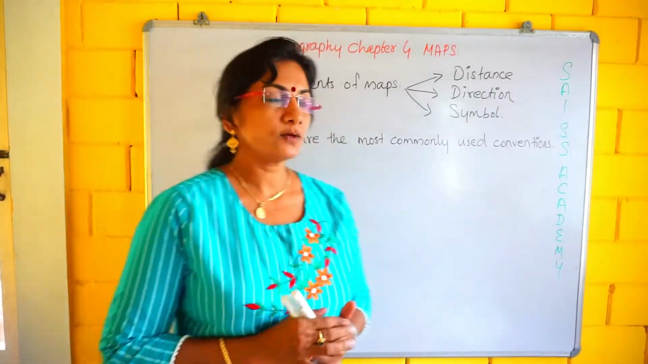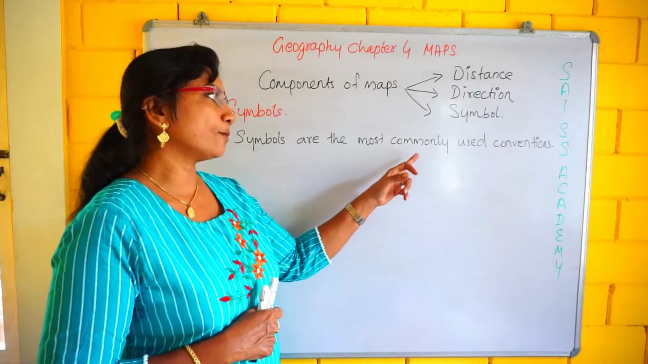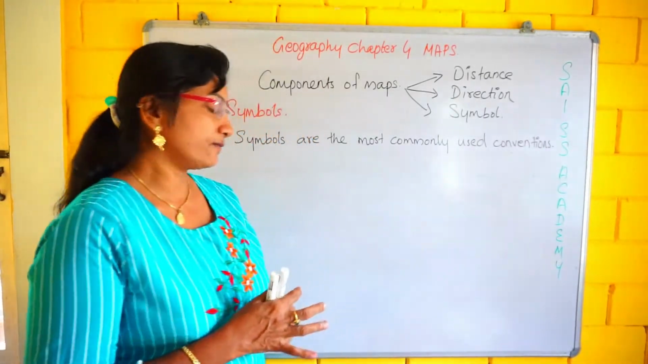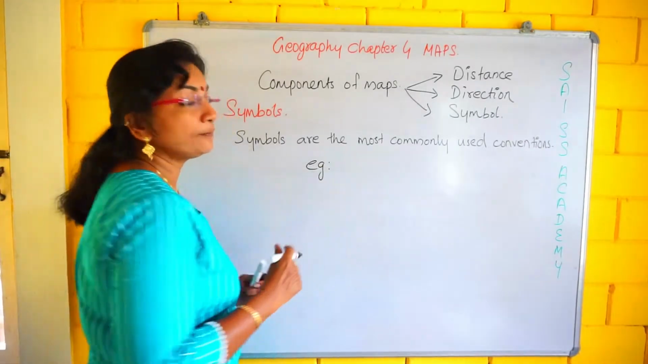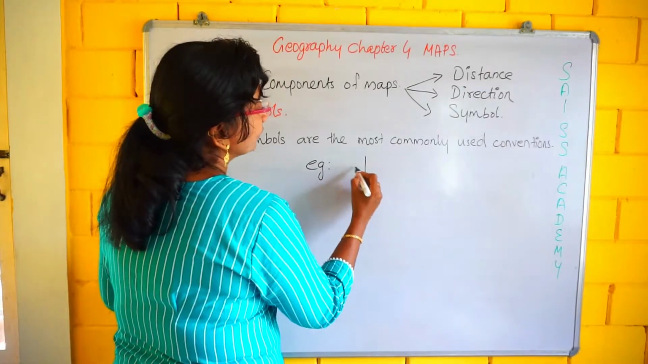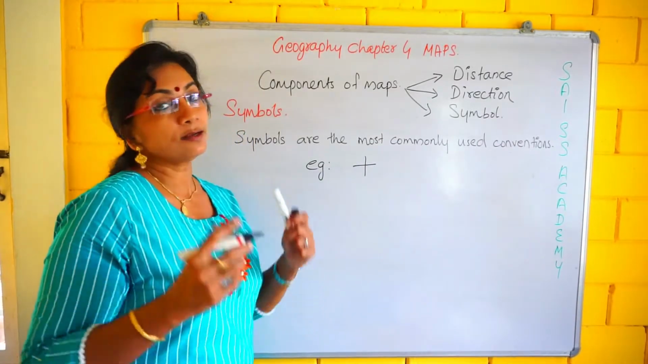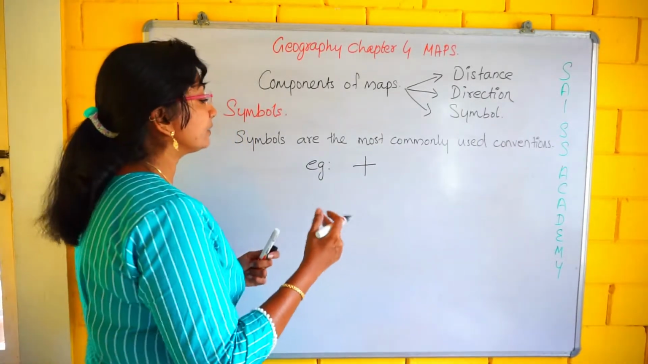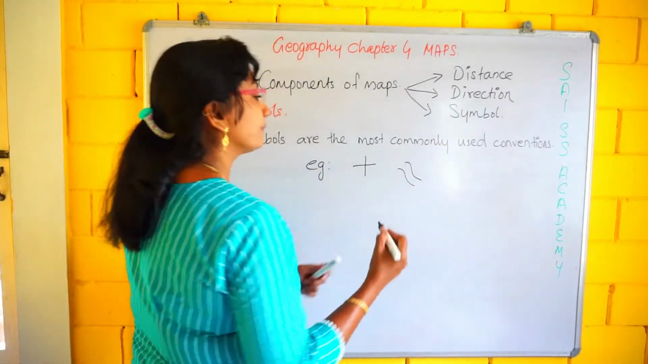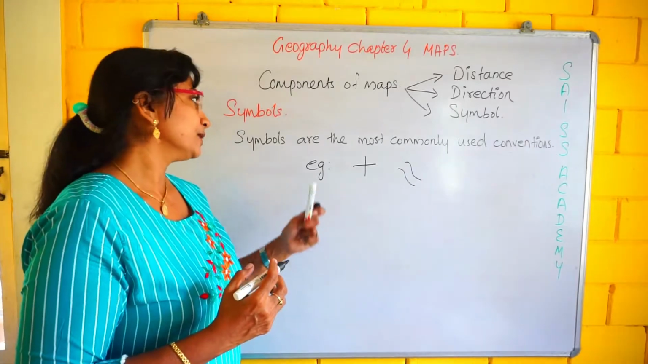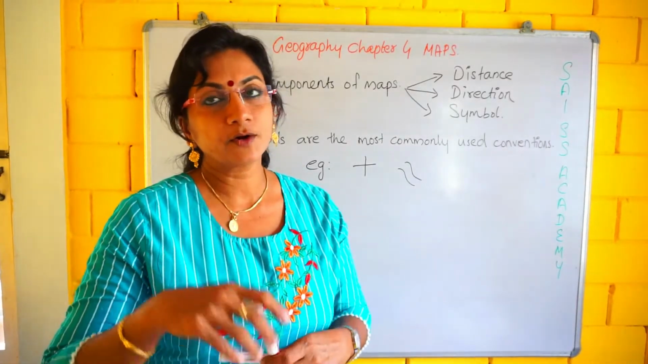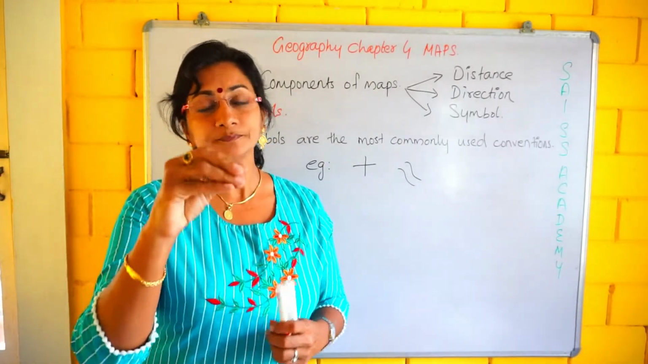Next, symbols. Symbols are the most commonly used conventions. For example, if we have to show a crossroad, we can draw it like this. That means this symbol shows a crossroad. And if there is a river, then we can show it like this. This symbol we can use. So these are the symbols. Whenever we are drawing something, we can show some symbols.